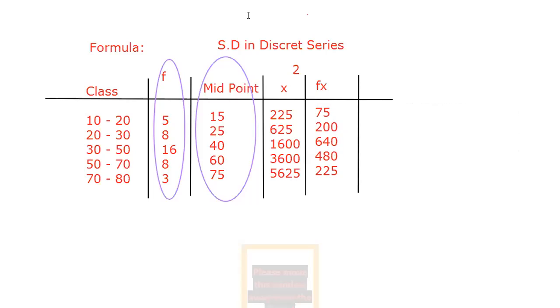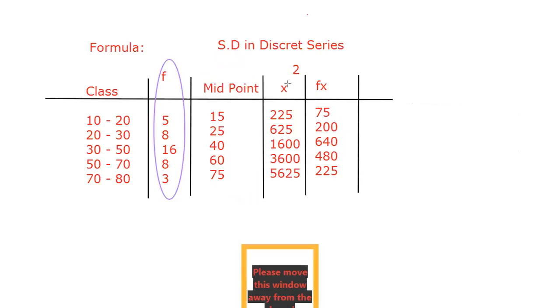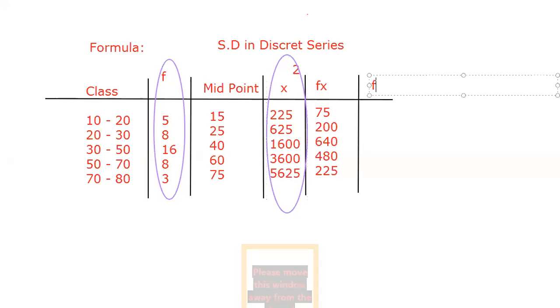So now we are going to identify f into x square, because in our formula we need to identify sigma fx square by sigma f. So we need to multiply f into x square. Are you all there with me, guys? So f into x square.